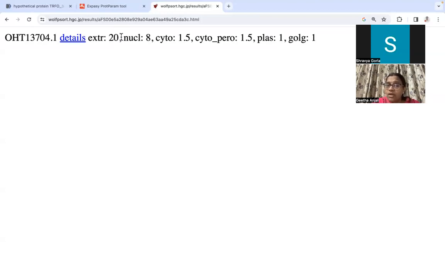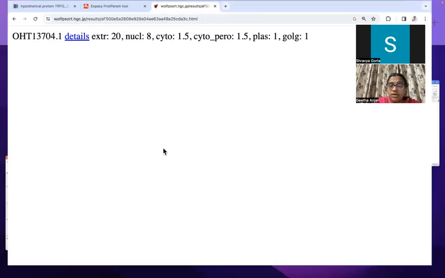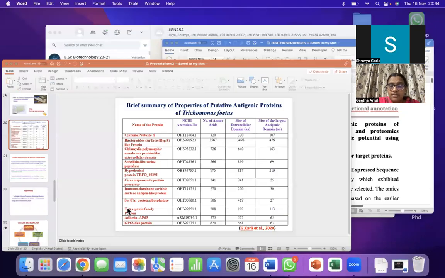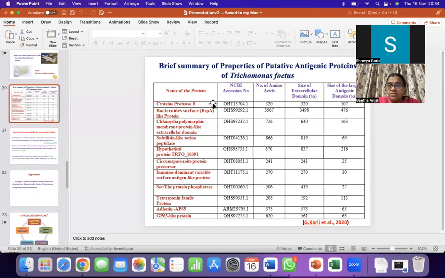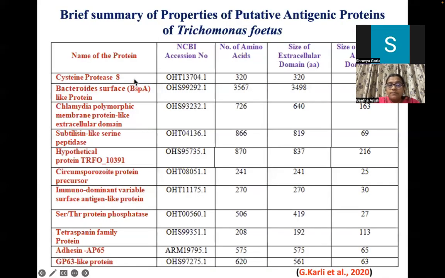So, what is the protein we are browsing now? What is the name of the protein? The first protein. This is the accession number we are using, right? So, what is the name of the first protein?